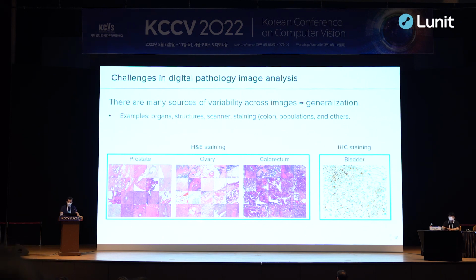And the third one is the sources of variability across the images. We have multiple organs in our body, like here at the bottom, three examples, and they have wildly different structures. So it's hard to generalize. Also in this domain, we have stainings. Stainings are the colors or the chemicals that doctors use so that they can observe the biological components. And they can be different to enhance different structures in the data. There is a variability in relation to scanner, to the populations, etc.